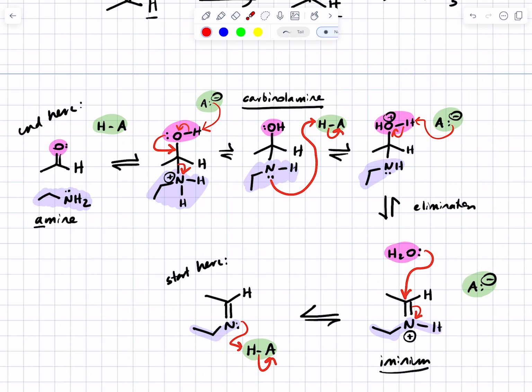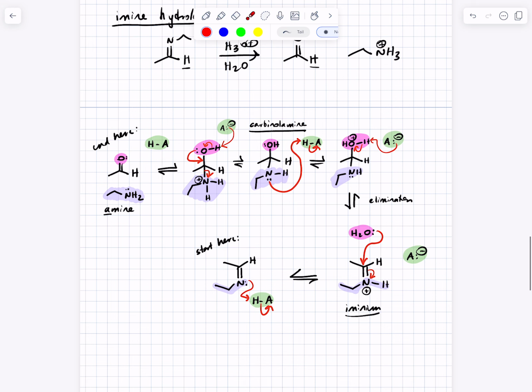Okay, that's the reverse reaction. And as you've seen, we didn't even have to draw any new intermediates. We just had to push the arrows backwards.